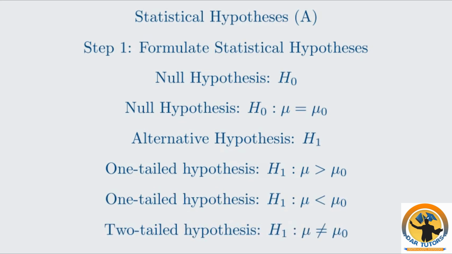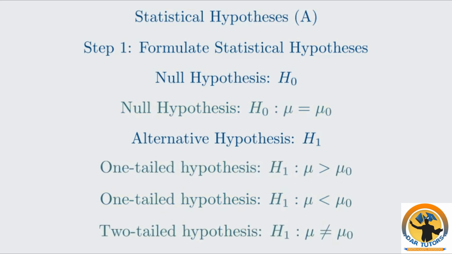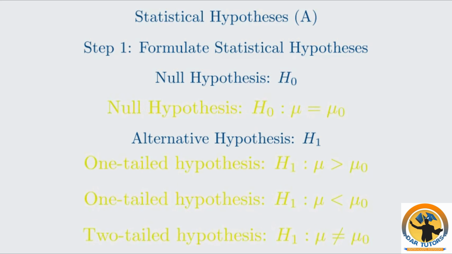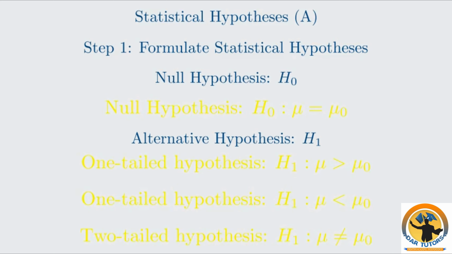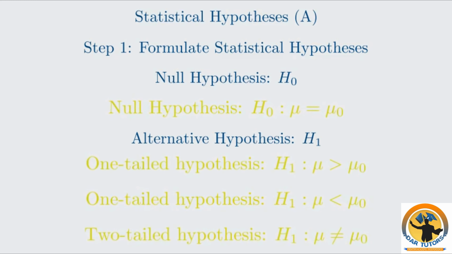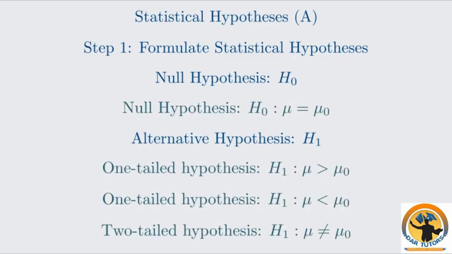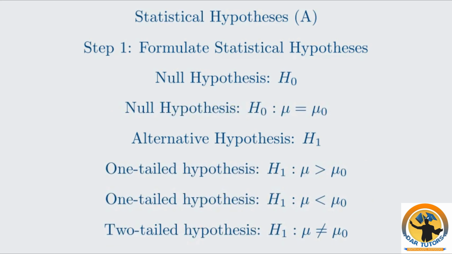Finally, if a researcher is interested in any change at all, whether it's an increase or a decrease, they would use a not equal to alternative. H1, mu is not equal to mu0. This is known as a two-tailed hypothesis. So, to recap, the first crucial step is to define your null hypothesis as mu equals a specific value, and your alternative hypothesis based on whether you are looking for an increase, a decrease, or any change.